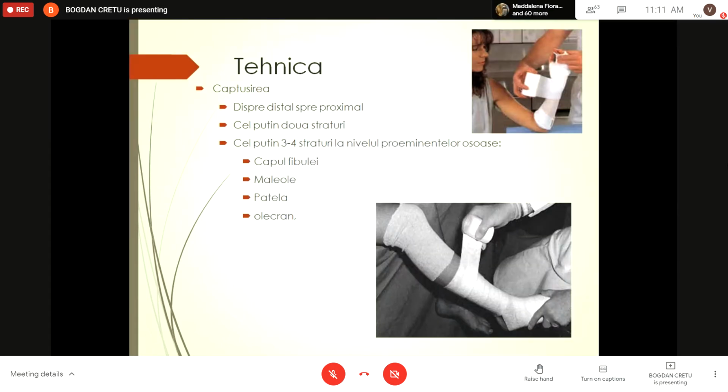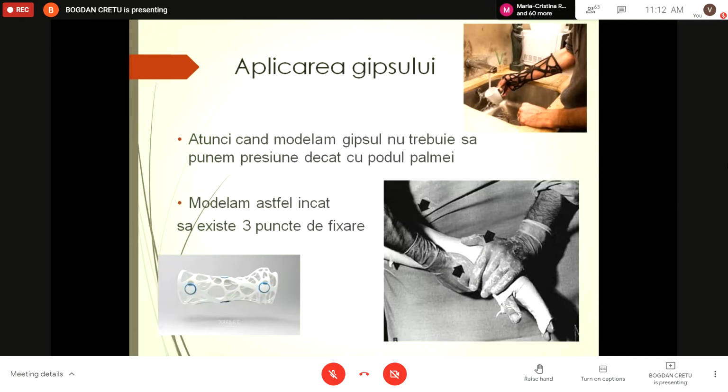The technique, as I told you, we do not use the Gibson bandage directly on the skin. We first put the cotton bandage on the skin, at least 2 layers, and 3 to 4 layers at bony prominences like the head of the fibula, the malleolus, the patella, and the olecranon. Then we apply the gypsum, the Gibson bandage, and we model it, as in the end we will have 3 points of fixation, as you can see in the image in the lower right.